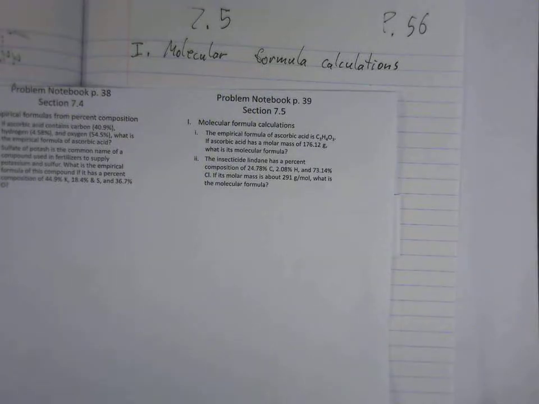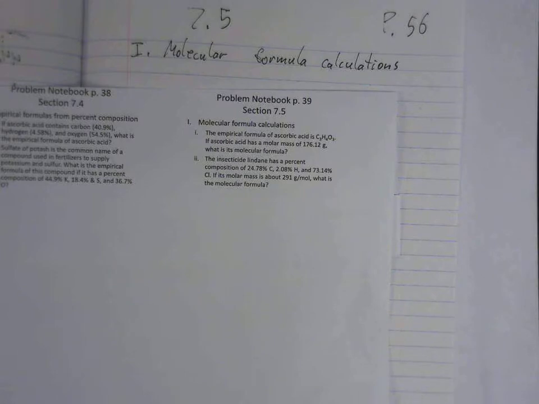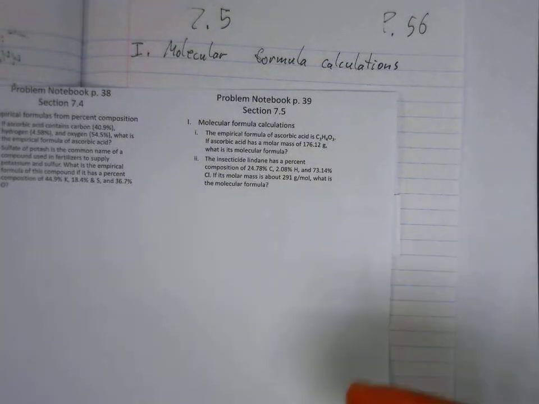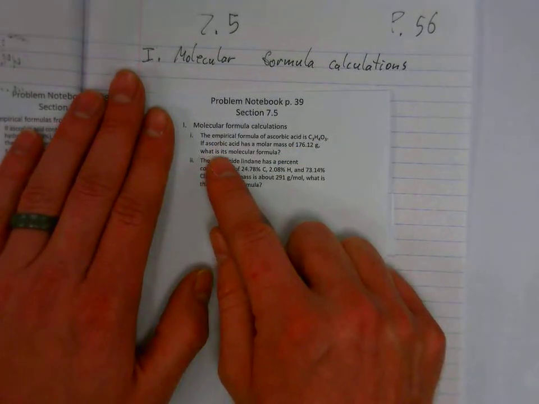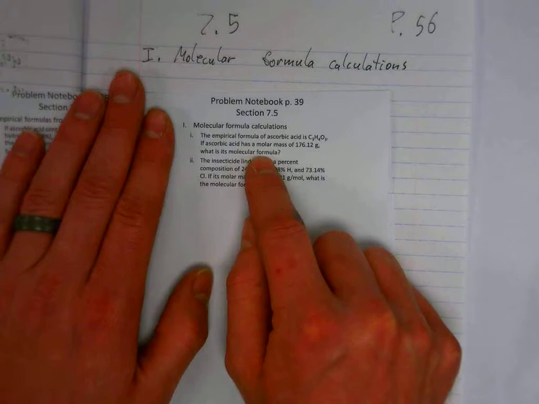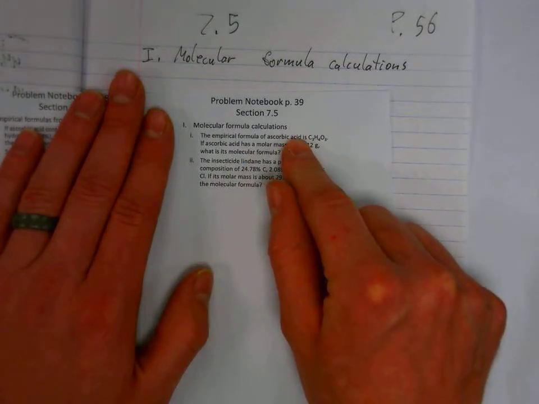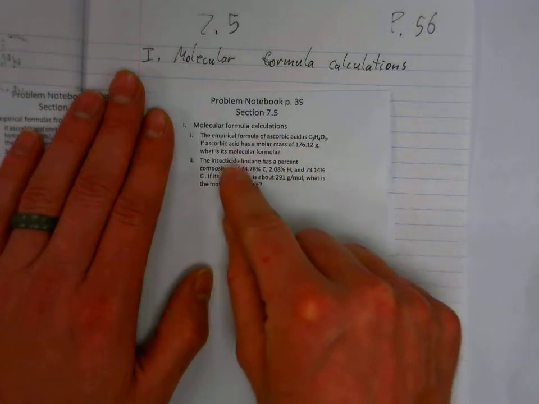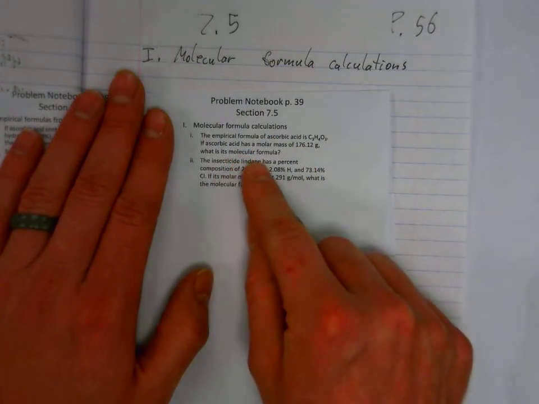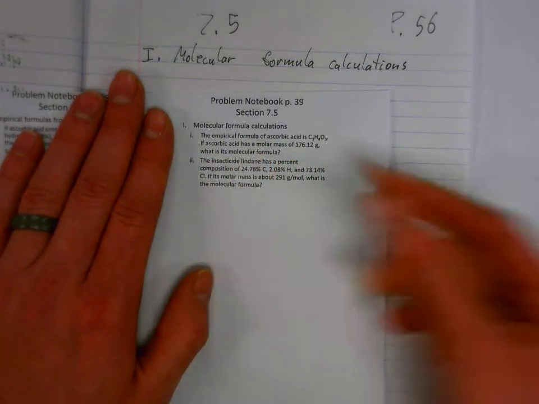Molecular formula. Now we're going to look at the process by which you figure out the molecular formula given an empirical formula. Problem: C3H4O3 with a molar mass of 176 grams, what is its molecular formula? So we have the empirical formula, we have the molar mass of the molecular formula, but then we need to figure out what that molecular formula is.